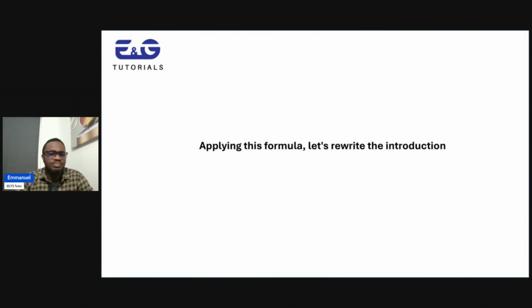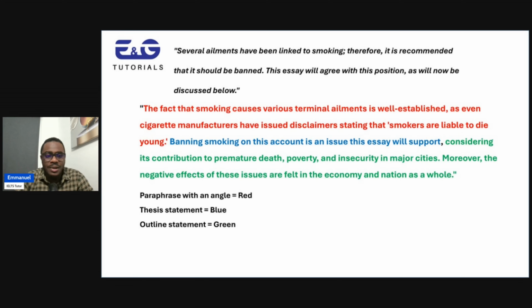Okay, so now applying these three formulas we just discussed, let's rewrite that particular introduction, right? In case you've forgotten, the question says, several ailments have been linked to smoking. Therefore, it is recommended that it should be banned. This essay will agree with this position as will now be discussed below.